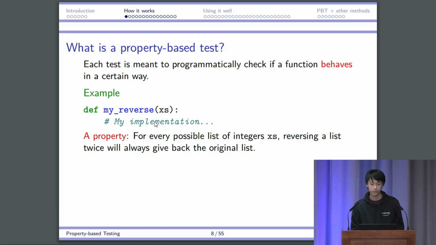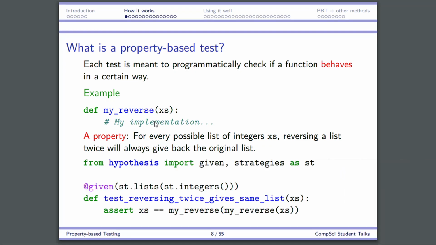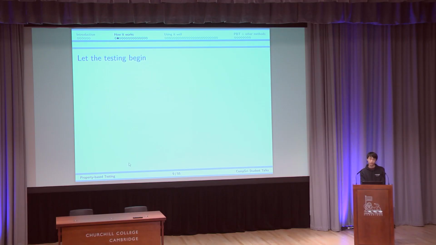And so, OK, we can now express this in code. First of all, I import the hypothesis library, and then I tell it I want lists of integers. And then I write this really simple test that takes in a list of integers and then checks if, when I apply my reverse function to it twice, it's going to be the same as the original list. Now that we have a property, we can begin testing it.